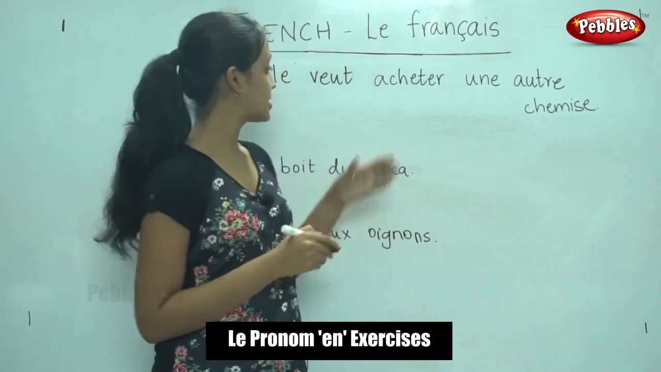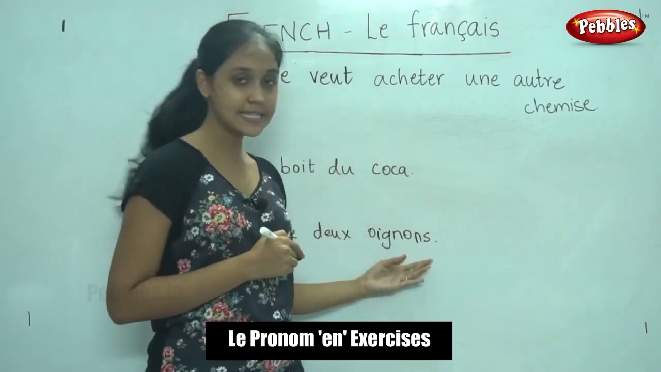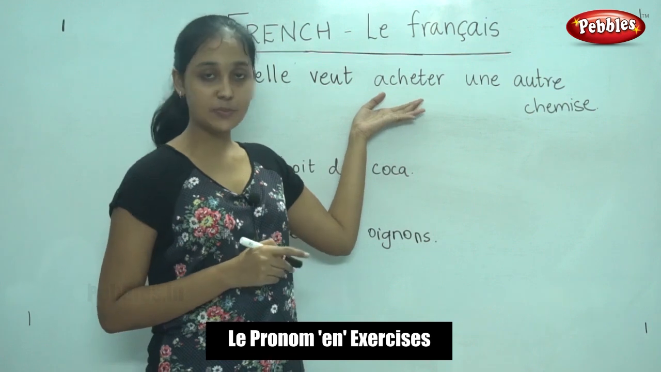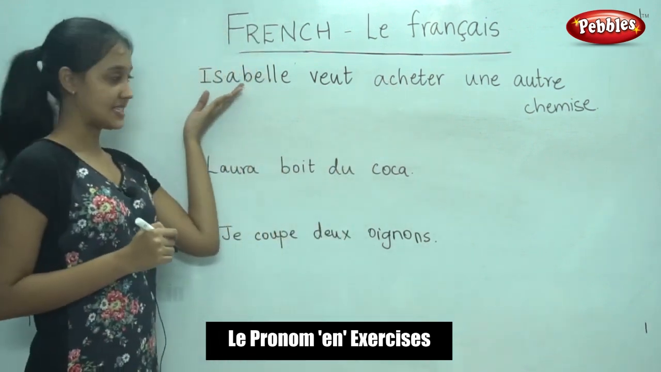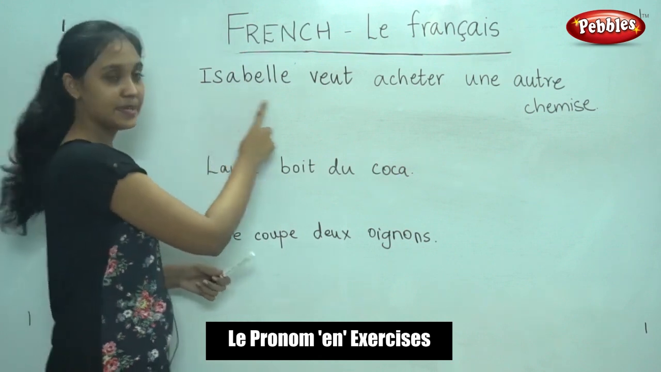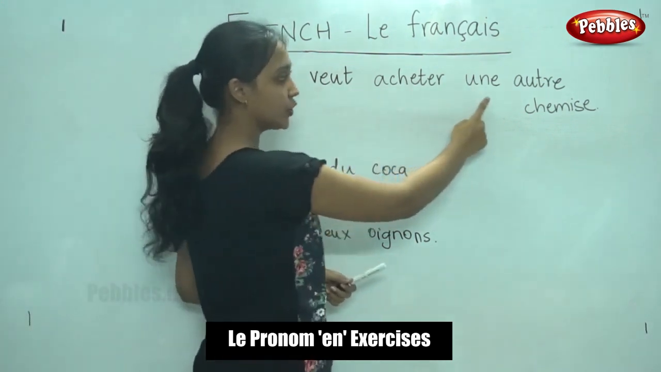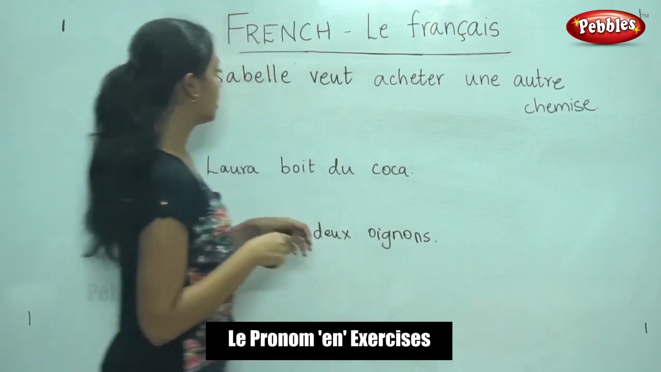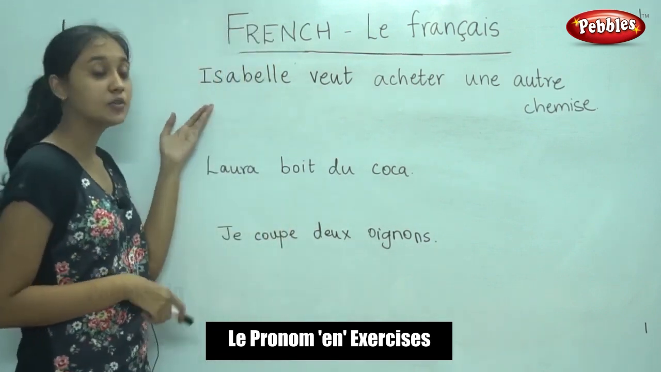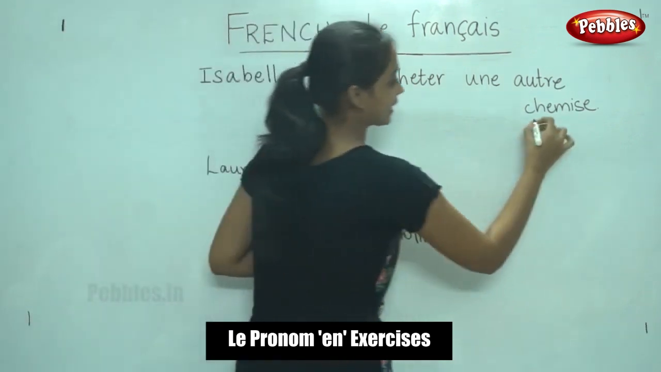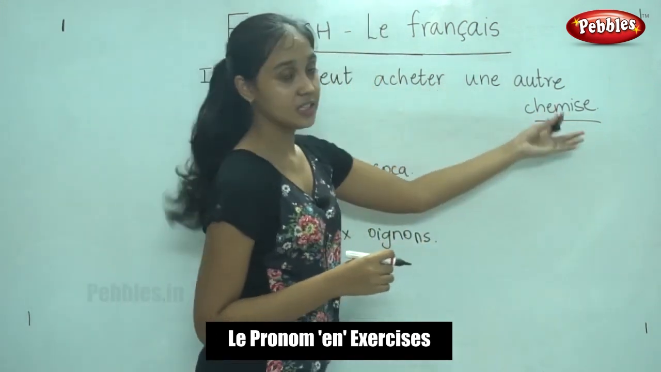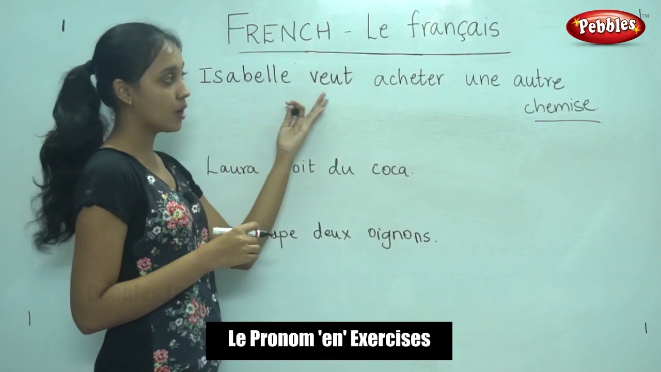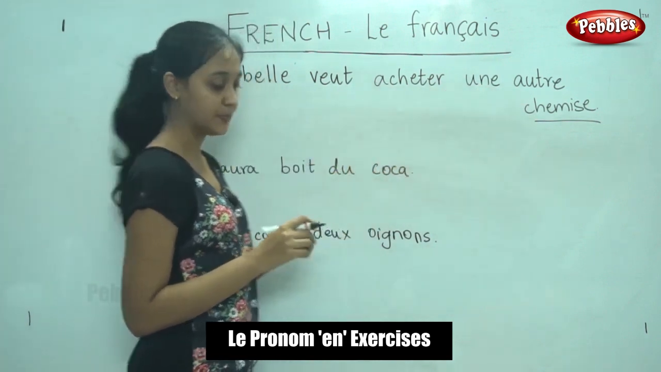Now we are going to see 3 more sentences and how we use the pronoun en here. Now let us take this sentence. Isabelle veut acheter une autre chemise. So what is the noun here? It is chemise. Chemise means shirt, okay? Another shirt. Isabelle wants to buy another shirt.